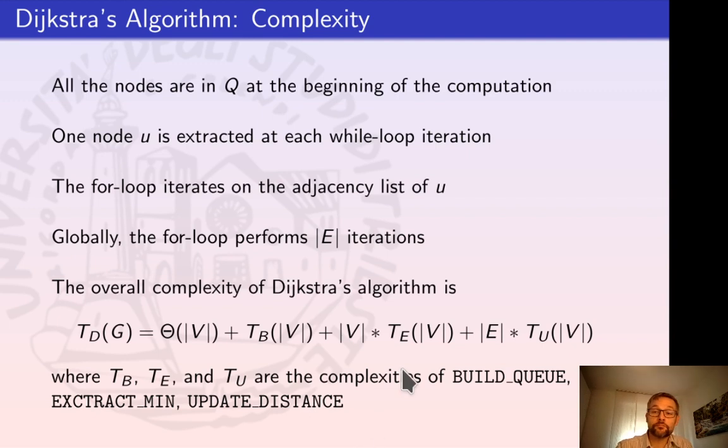So the complexity of the while loop is the number of times I'm repeating it, which is the cardinality of the nodes, multiplied by the cost of extracting the minimum. And this is upper bounded for sure by the cost of extracting the minimum on the full queue. Okay, so this is an upper bound, let's say, in some sense.